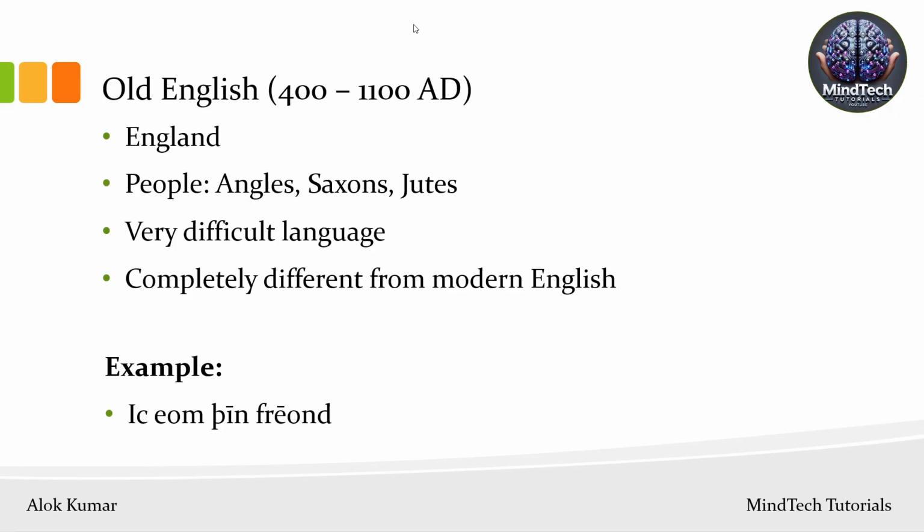Now we are going to discuss Old English. This started in 400 AD, in England. This English language was brought from other countries like Germany and Denmark, and by tribes like the Anglo-Saxons and Jutes.